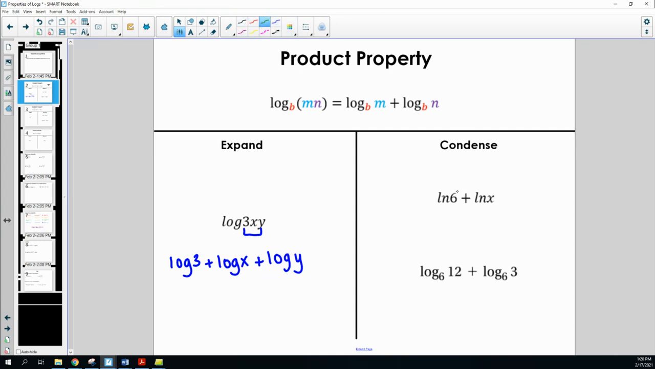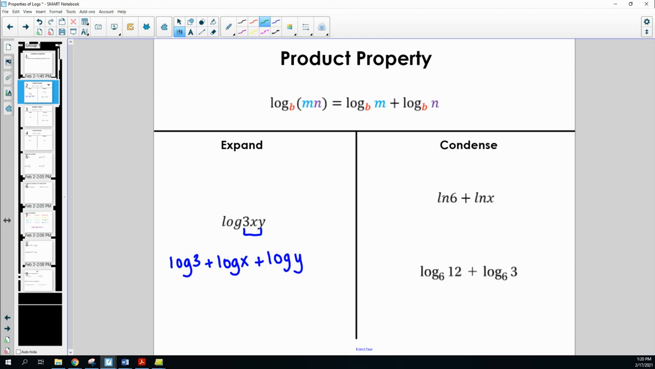In the first example here, ln of 6 plus ln of x, ln is your natural log. So it's a log with a base of e. Everything that we're going to be doing with logs is exactly the same for natural logs. The only difference is that we write an ln instead of the word log, but it's the same thing.